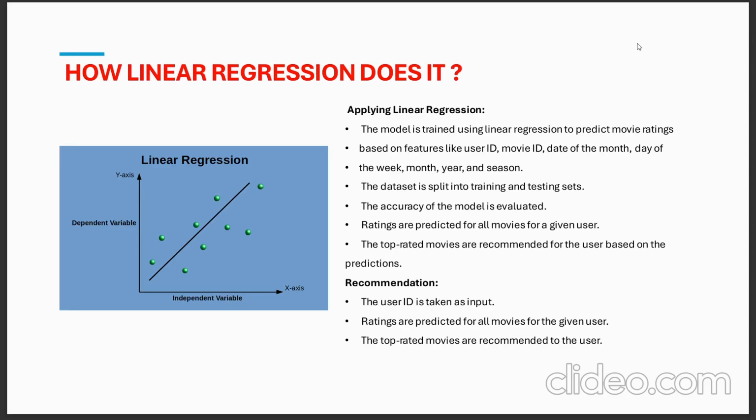The model is using features like user ID, movie ID, date of month, day of the week, year, and season. The model is trained on training and testing data sets, and then the rating is predicted for each movie. We have taken user ID as an input, and the rating is predicted for all the movies in the data set, and the top-rated movies are recommended to the user. So the predicted score is used as a parameter for recommending.